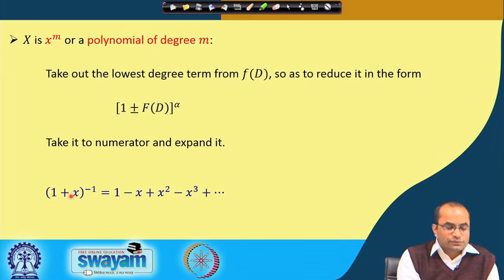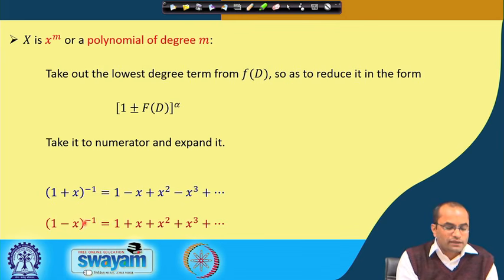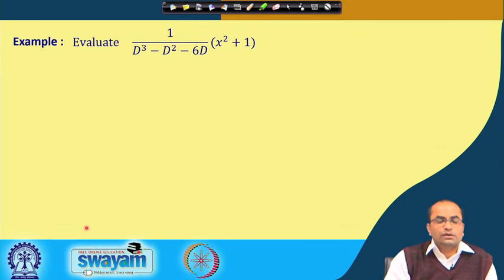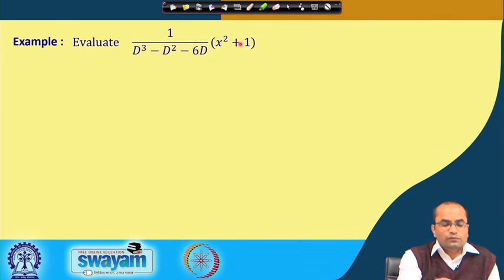Mostly we have to use these expansions when we take this to the numerator: 1 plus x as 1 minus x plus x square minus x cube, or (1 minus x) to the power minus 1. Then we have to use this formula, 1 plus x square plus x cube. So here we take just this example to demonstrate this idea, which is again quite general.